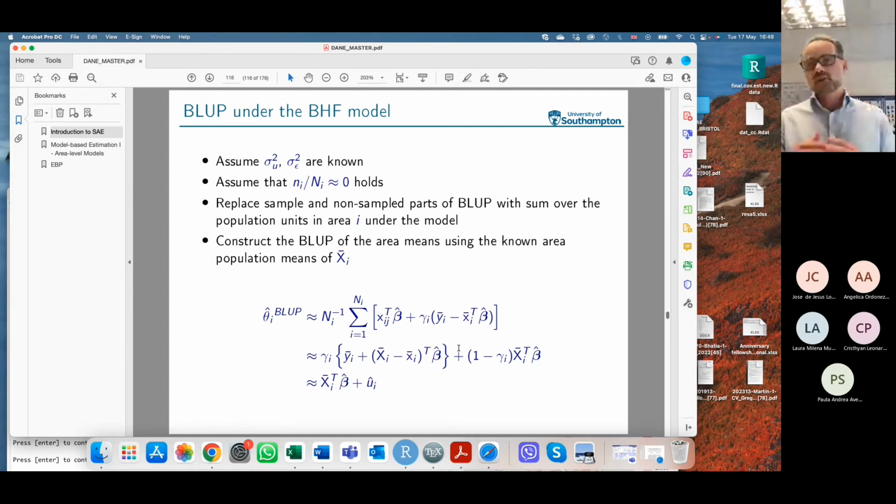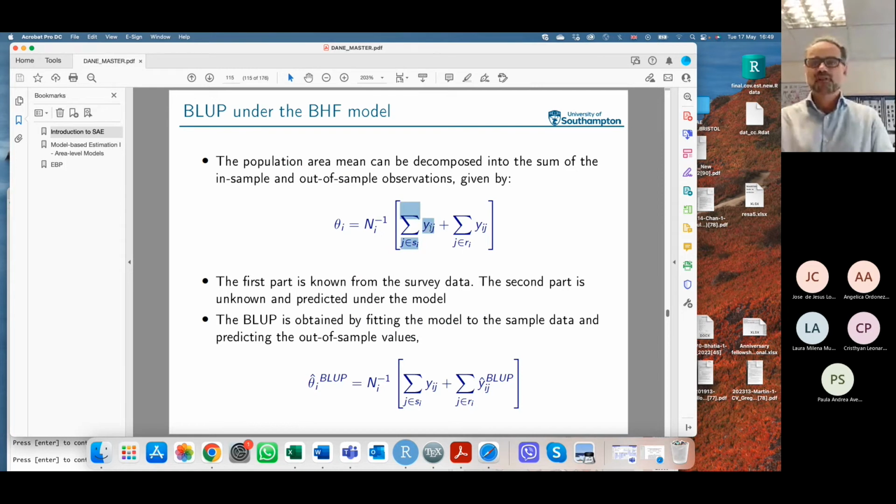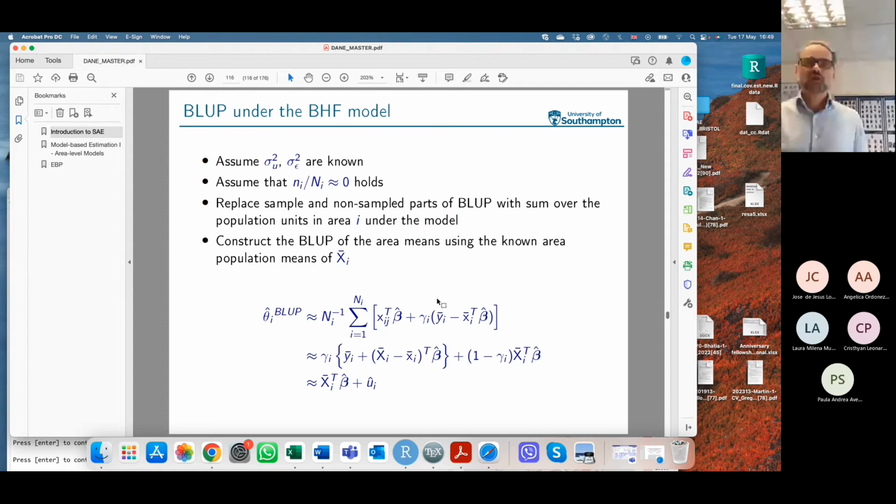Okay. The other thing that you can assume here is that the sample size n_i in municipality i relative to the population is close to zero. So basically, you observe only a very small part of the municipality compared to the population of that municipality. That goes back to the comment that Jose made that some of the municipalities may have very small sample sizes. Okay, and by assuming that, what we do is we replace the sample and non-sample parts of the BLUP with a sum over the entire population. So instead of effectively using these values here, if the sample size is very small, then we replace the entire expression by predicted values for the entire population. These are predicted values under the model. Okay, so this is how it looks.